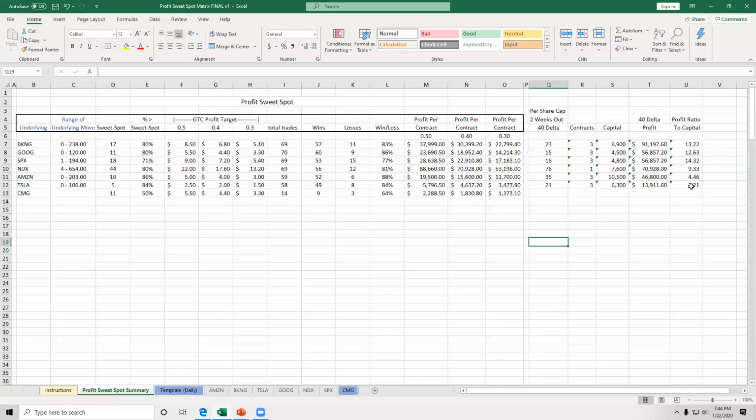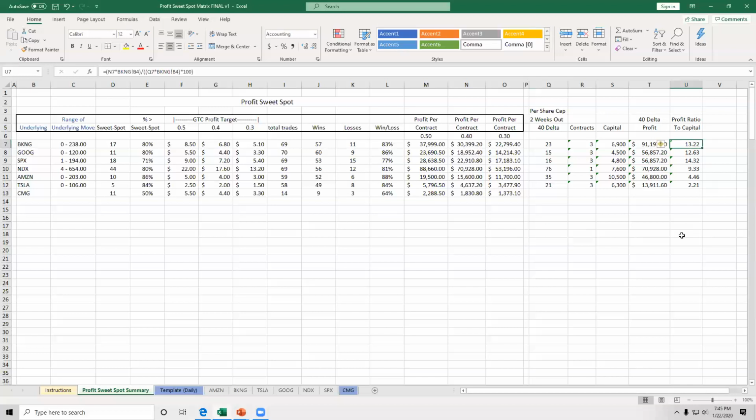If I woke up and saw that, at the open of the market, all 6 of my equities, 4 stocks and 2 indexes, were giving me a signal to get in, I probably wouldn't want to put that much capital in all at one time. So I'm going to refer to this, and this is helping me determine what the profit ratio to capital is.